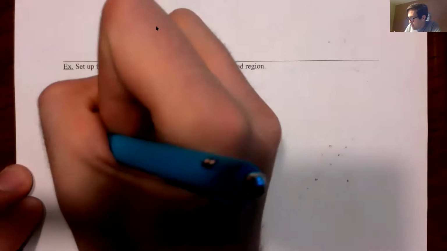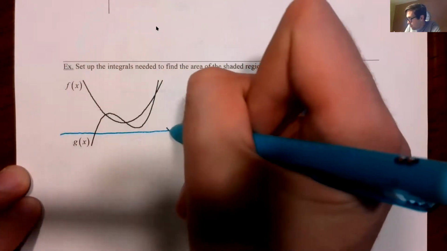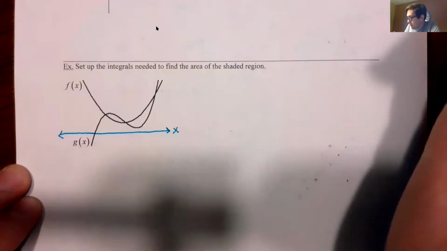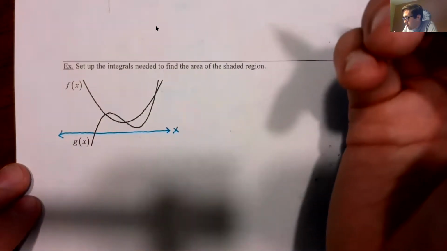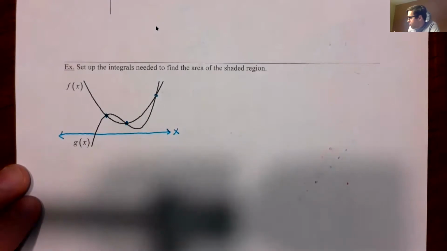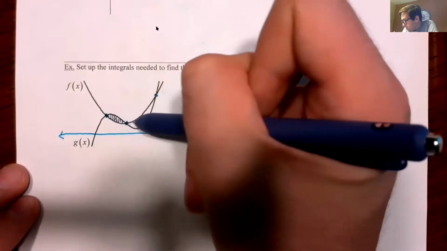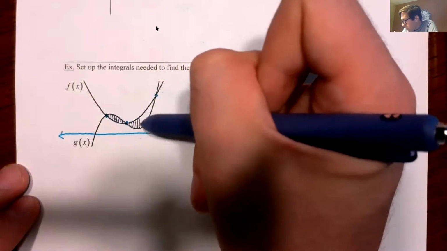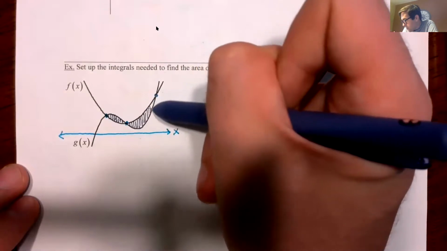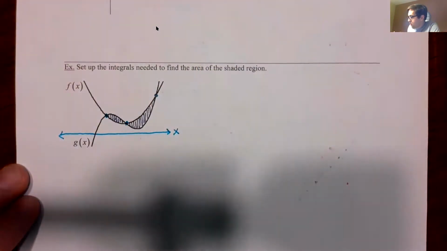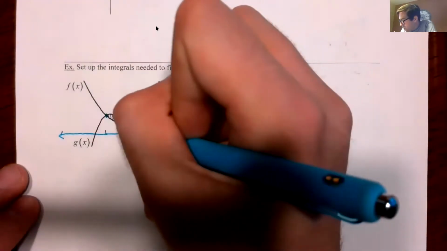Last example. Set up the integrals needed to find the area of the shaded region. All right, so let's say that we had an x-axis down here that isn't showing up. Here's our x-axis. And what we're interested in here is all of the intersection points, right? We've got a point here, we've got a point here, and we've got a point here. So there's actually two segments of the shaded region in this question. And we're not going to be able to do one integral with an upper and a lower curve in the x direction or the y direction. So in a question like this, we're actually going to have to make two different integrals.